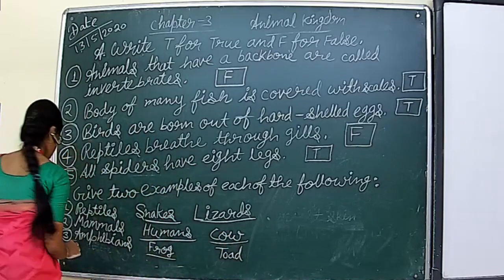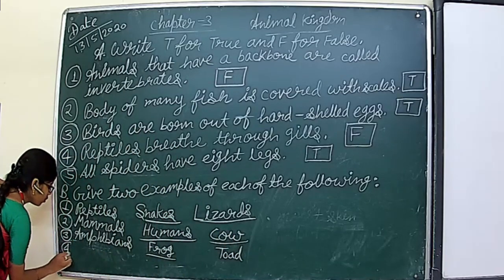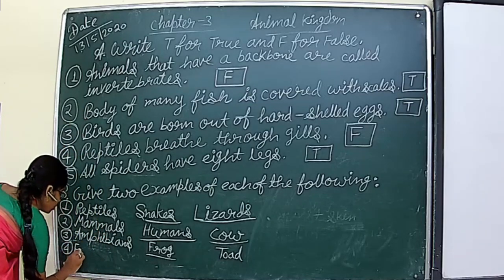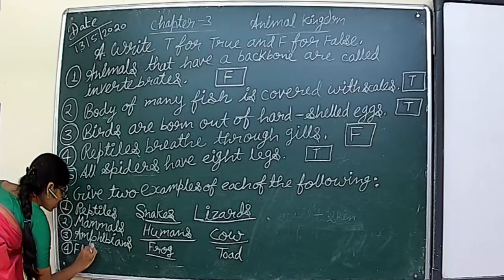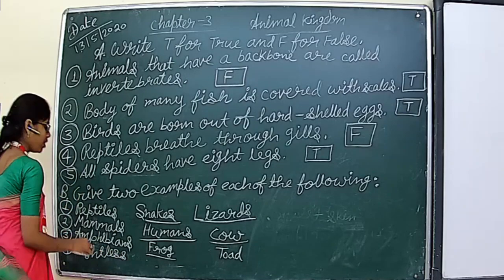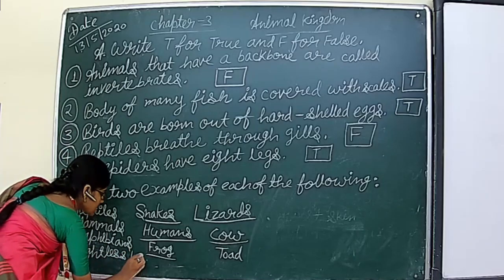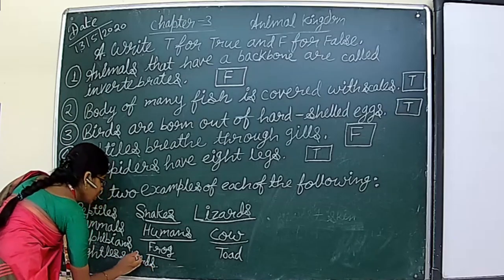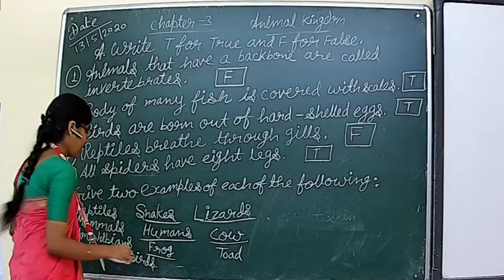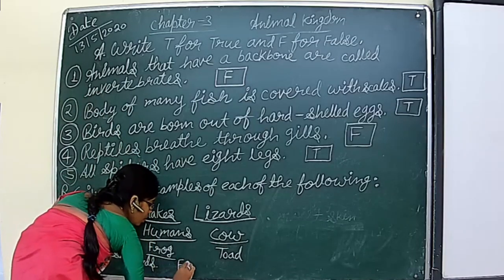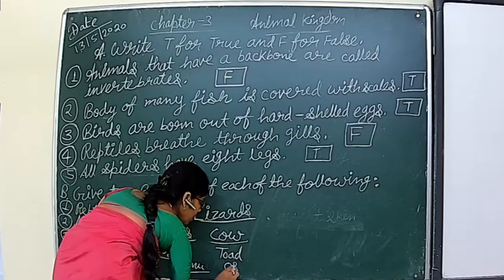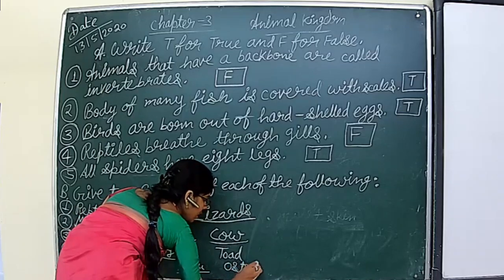Now next category, question number 4. Flightless bird. What is the meaning of flightless bird? Birds which cannot fly. Flightless birds are the birds which cannot fly. And two examples for that are emu and ostrich. Now, last question is remaining.